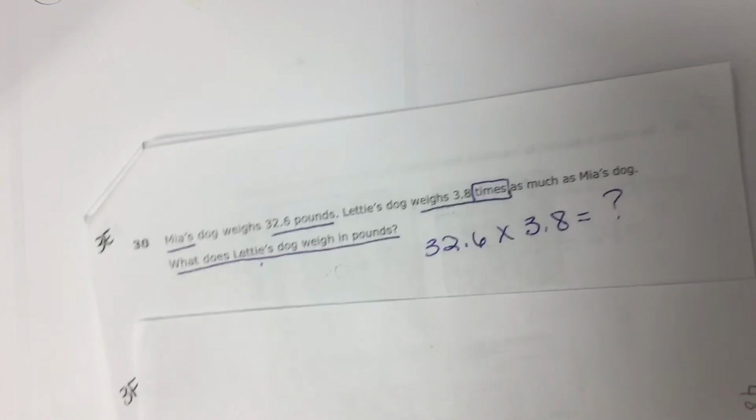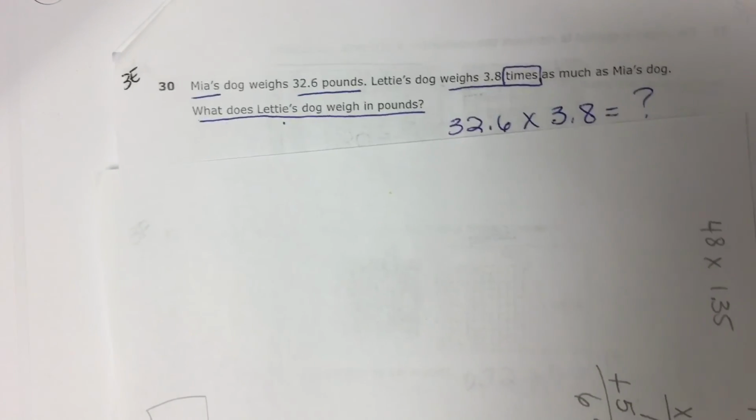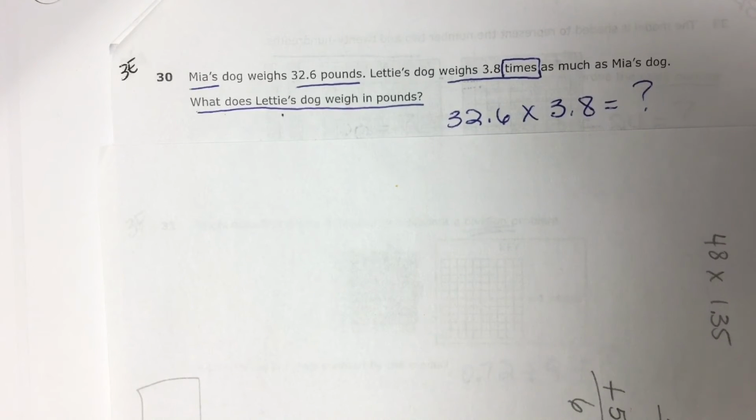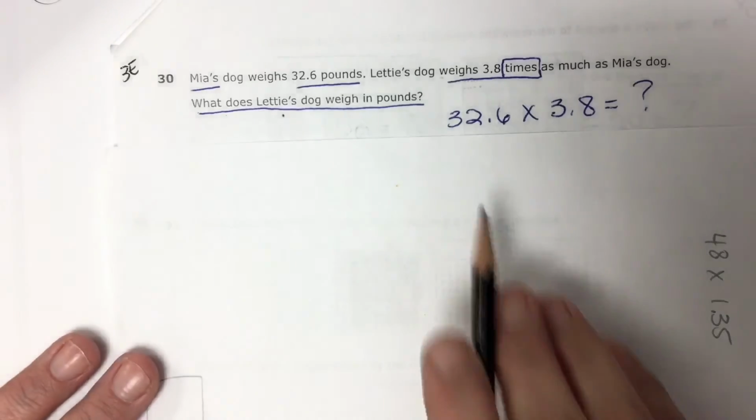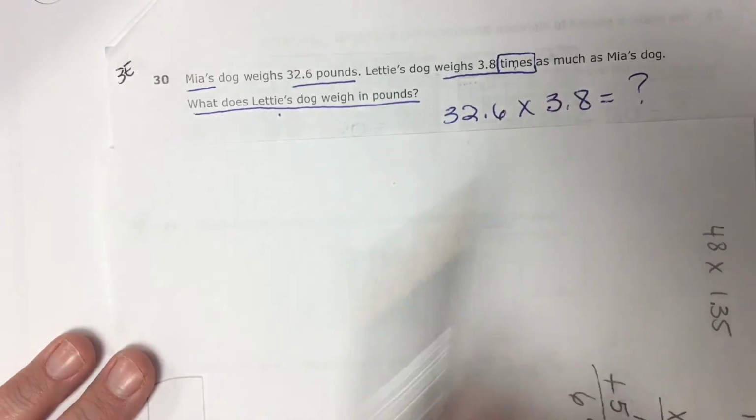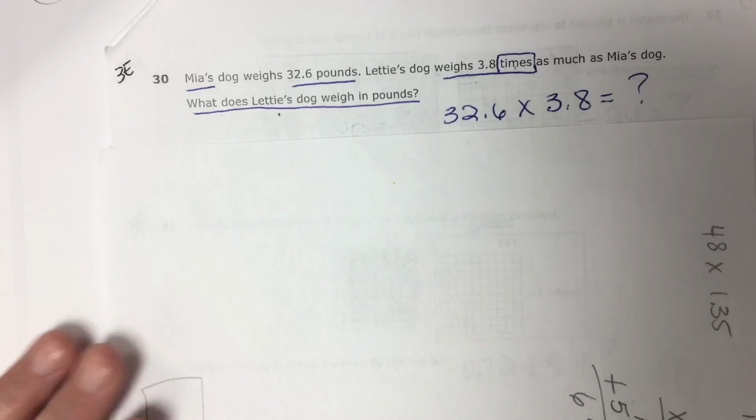All right. Mia's dog weighs 32.6 pounds. Letty's dog weighs 3.8 times as much as Mia's dog. What does Letty's dog weigh in pounds? So your equation is 32.6 times 3.8. What was your answer?